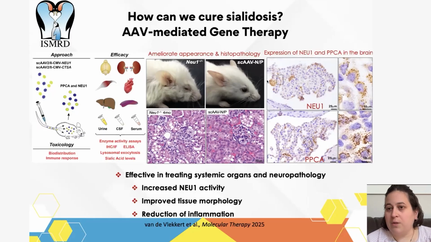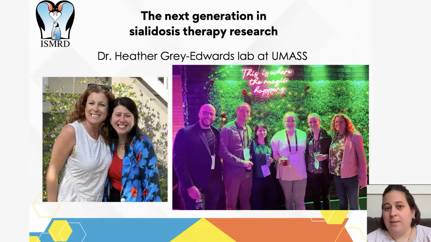That does become more difficult in human patients, which is why there is this shift from an AAV28 system to an AAV9 system. And again, this is being picked up by Dr. Heather Gray Edwards and Miguel and Jillian Gallagher at University of Massachusetts Medical School. They really have been great in working with us and talking to us and trying to take this therapy to the next level with very targeted gene therapy.